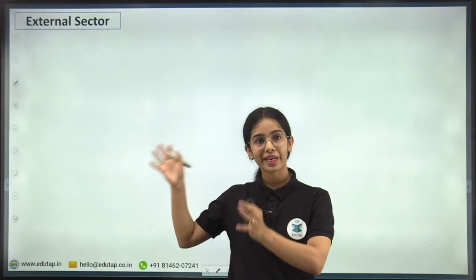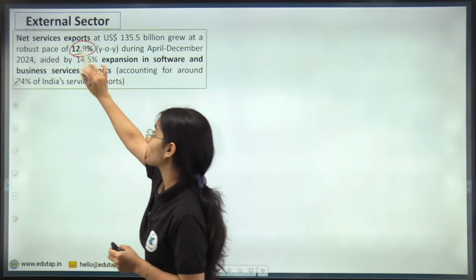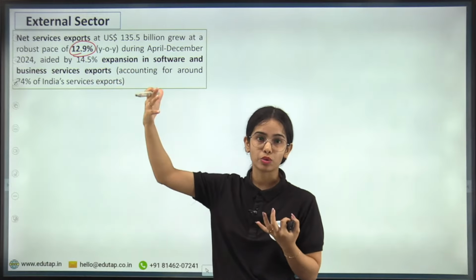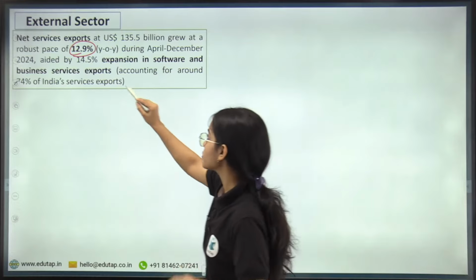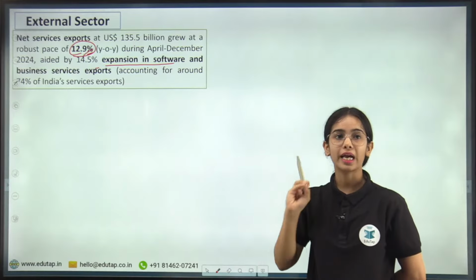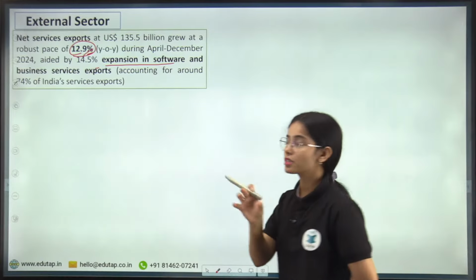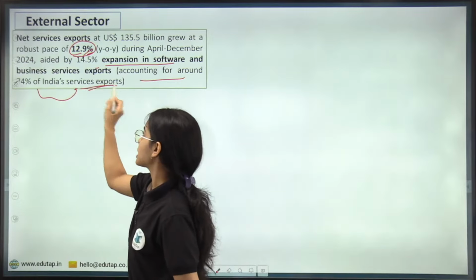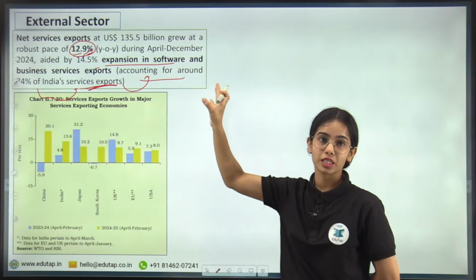Now coming to the trade in services. Okay, so net services exports have increased by 12.9%. That is a very good percentage, that the net service exports, after deducting the imports, have increased by 12.9%. This is because of the expansion in the software and the business service exports. The software and business service exports account for around 74% of India's service exports.